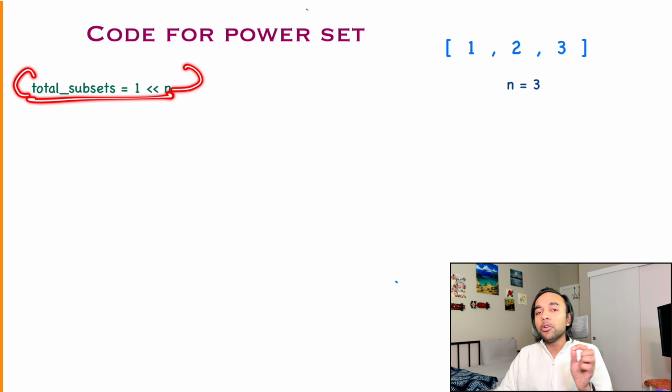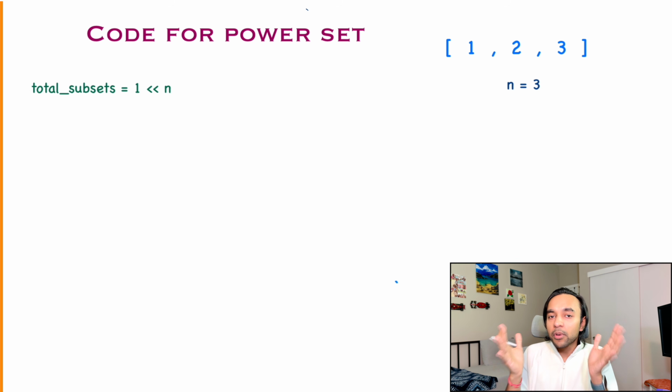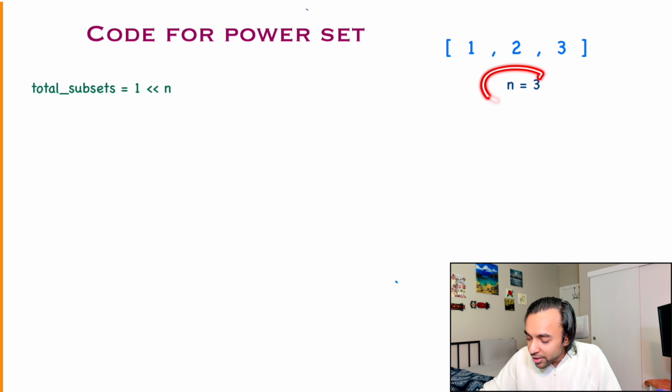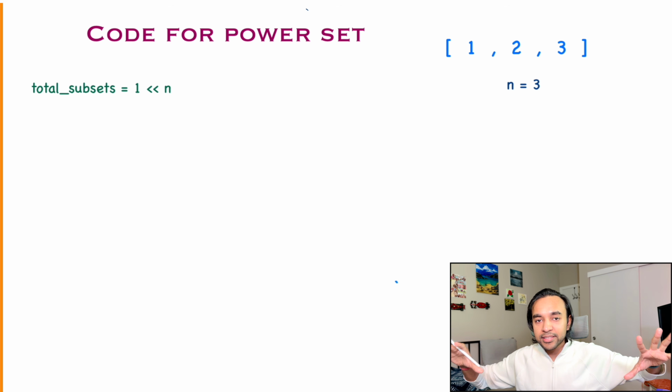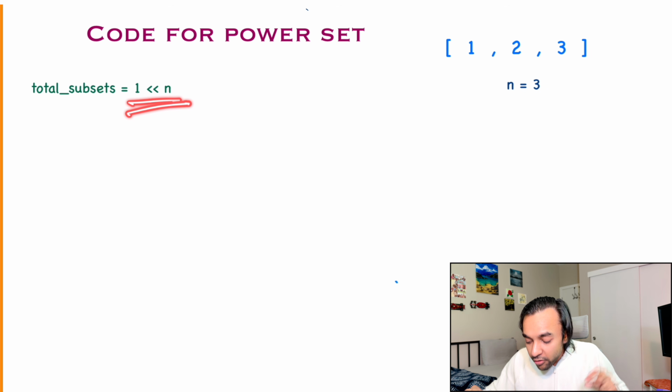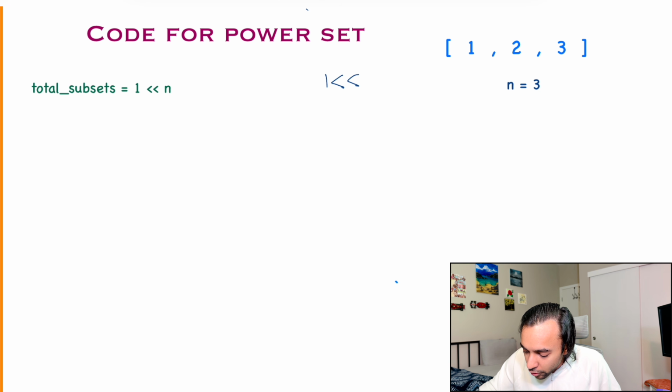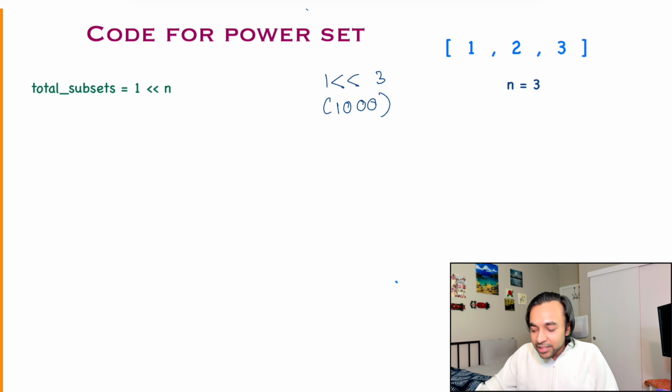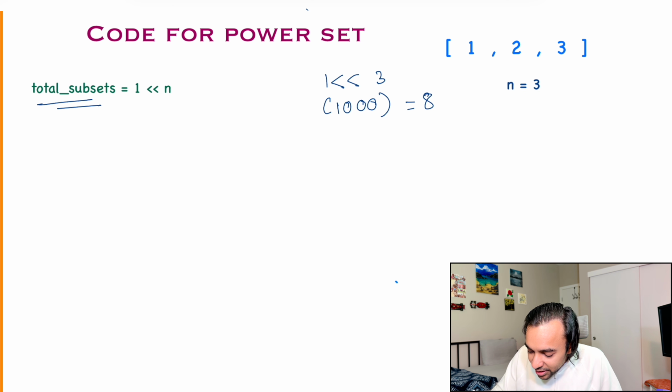First of all, we need to determine what will be the total number of subsets possible. So given this value of n equals 3, I know that this will be my starting set. And how many total subsets are possible? I do one left shift of n. So this is gonna give me one left shift of 3, and that gives me the number 1000. This is equivalent to the number 8. So the value of total subsets is gonna be set to 8. Correct?